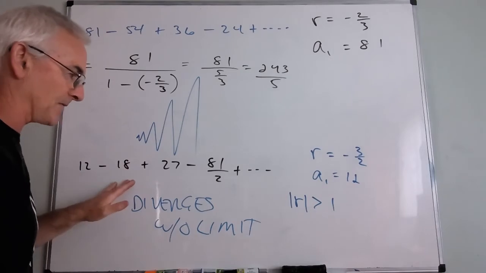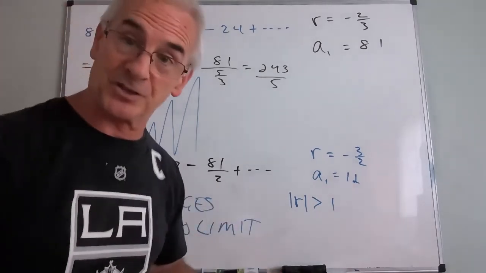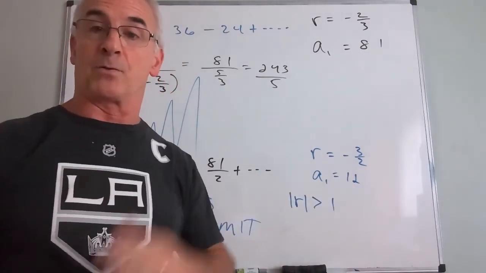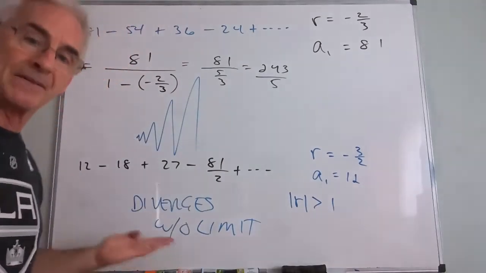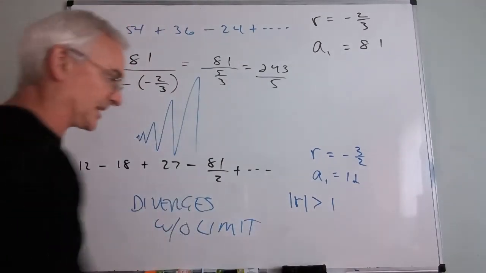So if you just said it diverges, say it's a geometric series where the absolute value of R is greater than 1, therefore it diverges. That's all I gotta say. You don't have to say without limit, but it is without limit in this case.